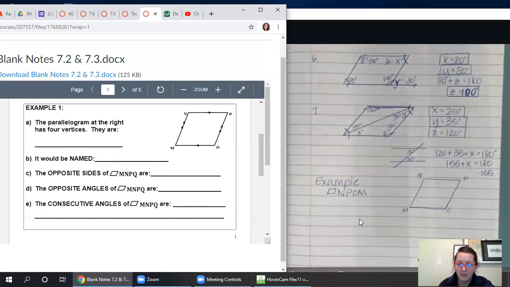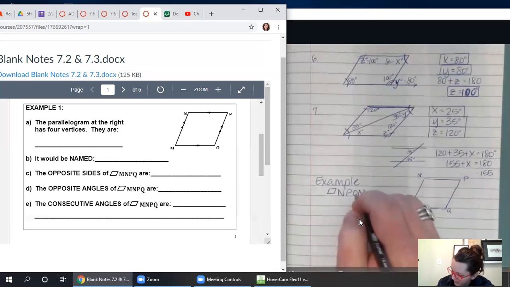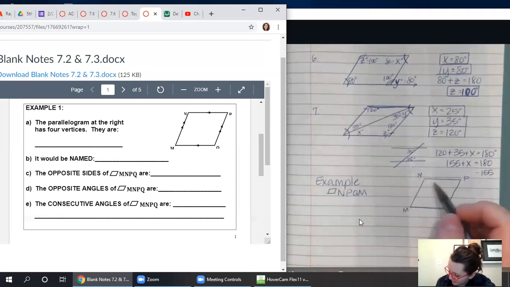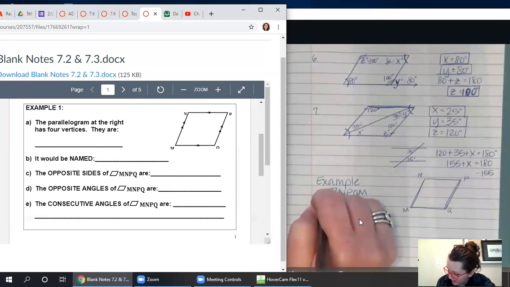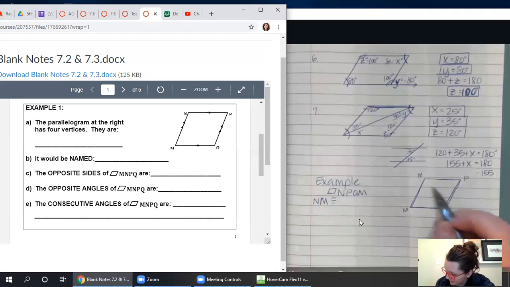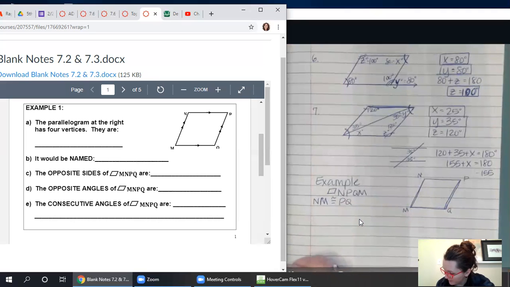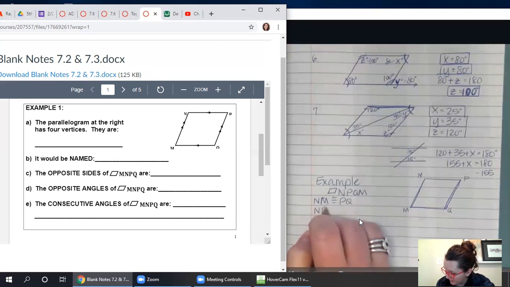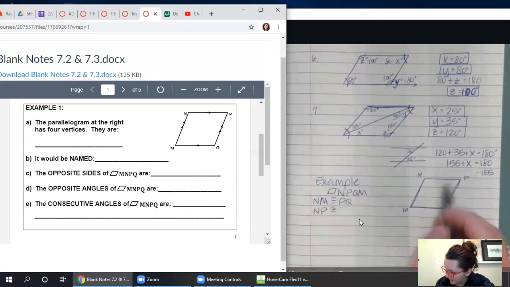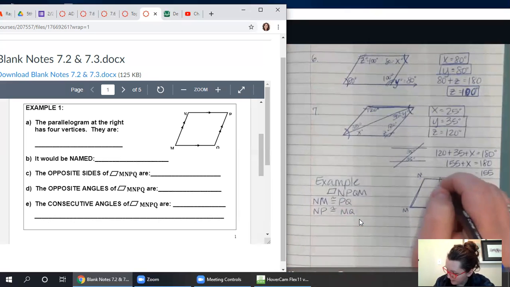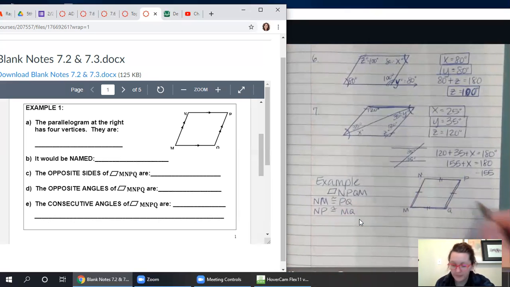Opposite sides of MNPQ, let's look. Remember, opposite sides are congruent. So I'm just going to name this. NM is congruent to PQ. What else are opposite sides? NP is congruent to MQ. Biggest thing here is just labeling correctly, right?